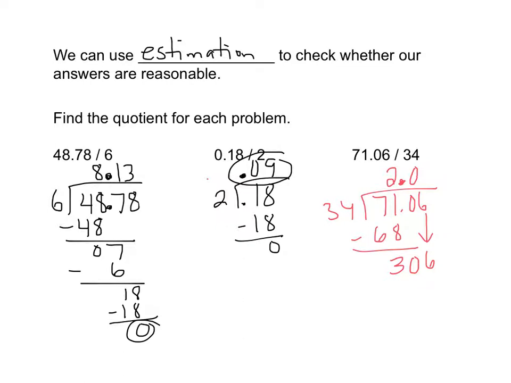34 goes into 306. I'm going to try a 9. Okay, so 34 times 9, this would be 27, 306. So no leftovers, so our final answer would be 2 9/100.